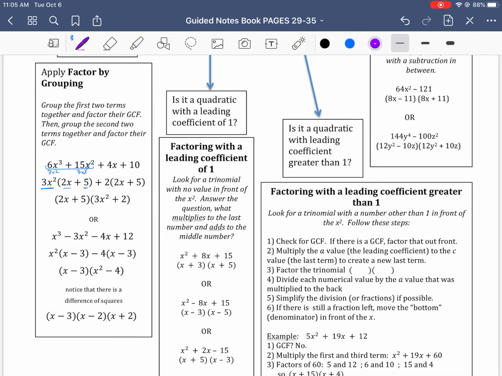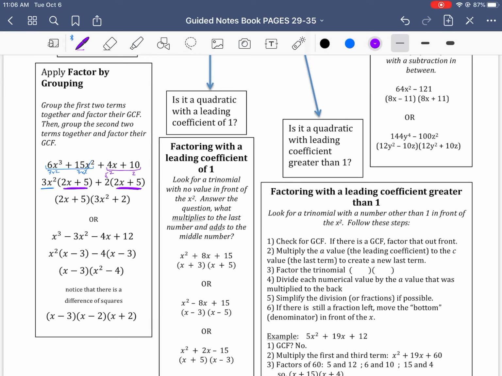Then we do the same with the second 2. So now 4x and 10, they get to be a group. Well, the only thing that divides out of both of them is a 2. So when we divide that 2 out front, right, we get 2x plus 5. Notice now you have a 2x plus 5 and a 2x plus 5. Because those are identical, that becomes a greatest common factor. It's a 2-term, a binomial common factor.